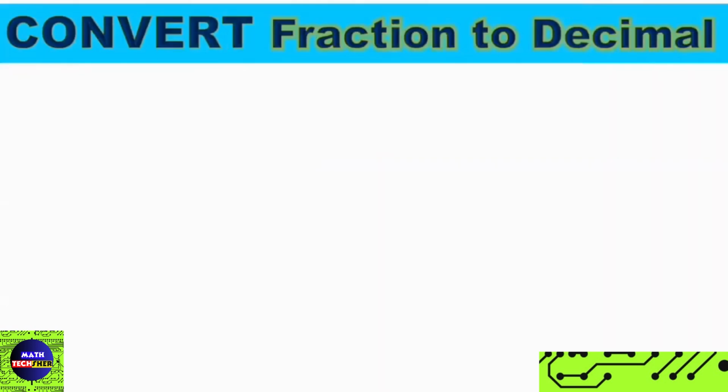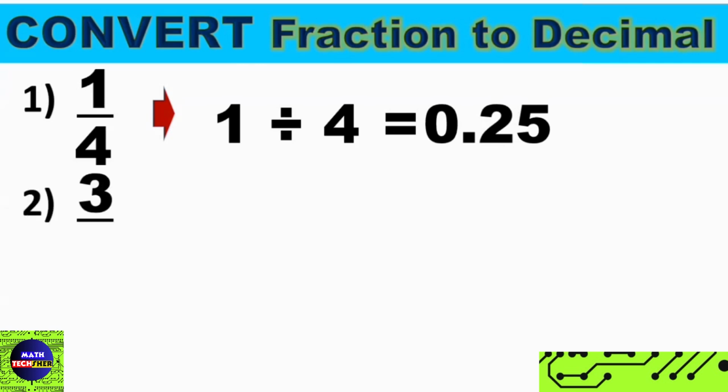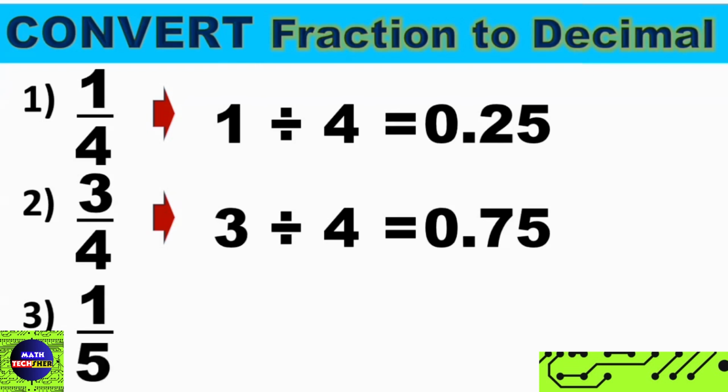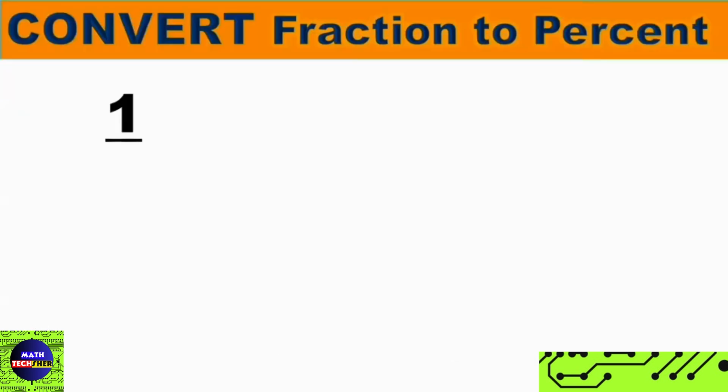Okay, let's have another example on how to convert fraction to decimal. We have number 1, 1/4. Okay, so 1/4 convert to decimal. We're going to divide 1 divided by 4 and it is equal to 0.25. So 1/4 is equal to 0.25. Next, number 2, 3 over 4. Divide 3 divided by 4 and the answer is 0.75. Number 3, 1 over 5 and then 1 divided by 5 equals 0.2. Okay, so that is how to convert fraction to decimal.